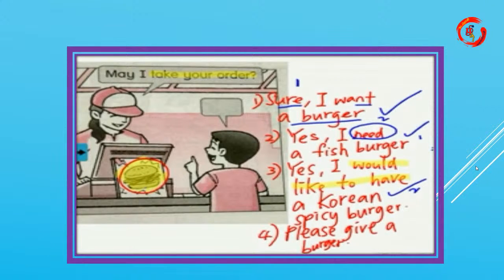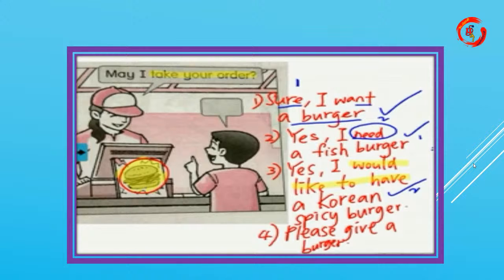May I take your order? Okay, this is at the counter, isn't it? Maybe it's McDonald's or somewhere like that. It's a food counter because you can see the burger pictures, isn't it? So, okay, now the cashier is asking, may I take your order? So, how are you going to answer this?